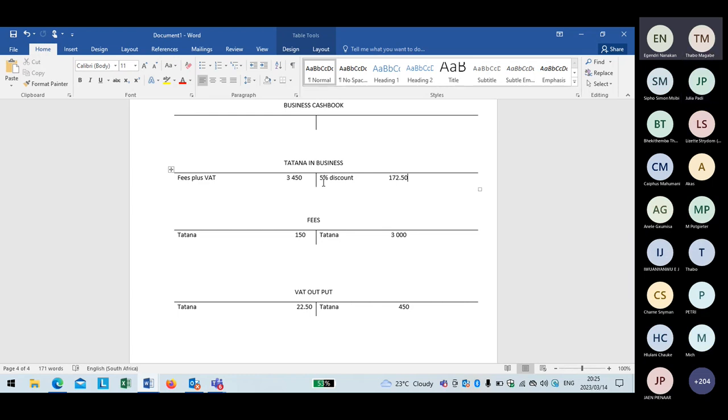We have rendered services, and our client Tatana gave us a deposit before we started with his work. We want to transfer from the trust account to the business account what is due to us. Before we transfer, there are two things we need to do. Number one, determine how much is due to you.